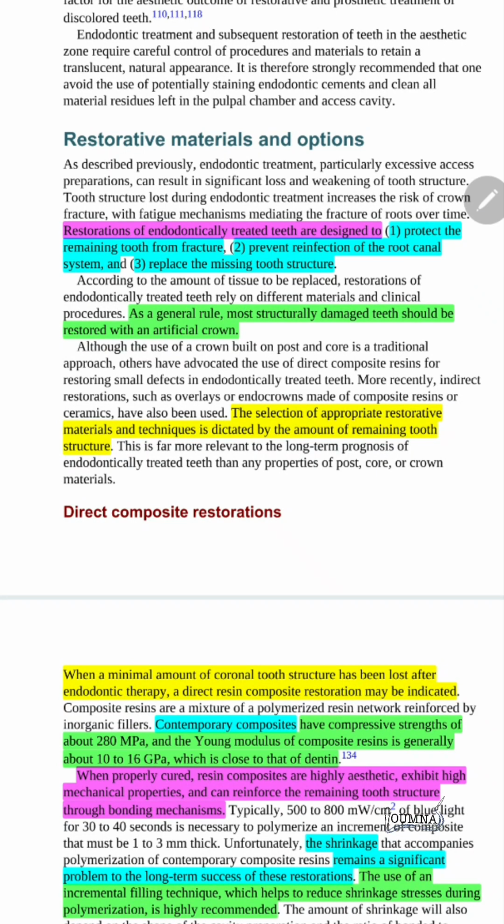So let's discuss what the restorative options are. Why do we do the restoration? First, protecting the remaining tooth from fracture, preventing the reinfection of the root canal system, and replacing the missing tooth structure.